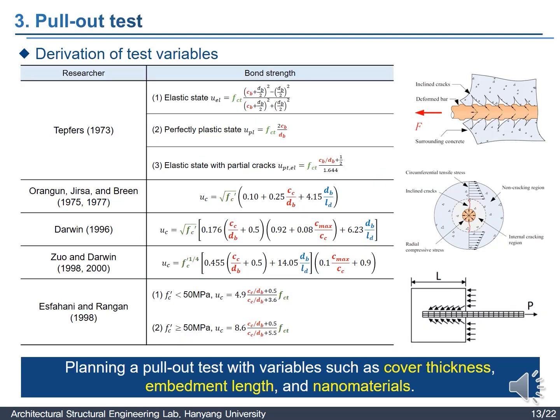When analyzing the various bond strength equations presented in previous studies, concrete compressive strength, cover thickness, and rebar embedment length are used as major variables. Therefore, in this study, we tried to evaluate the bond strength with respect to the cover thickness and embedment length, and the pull-out test was chosen as the experimental method to evaluate various variables.